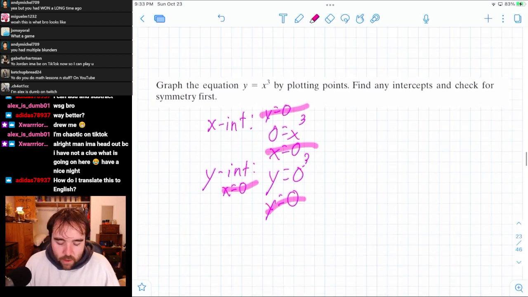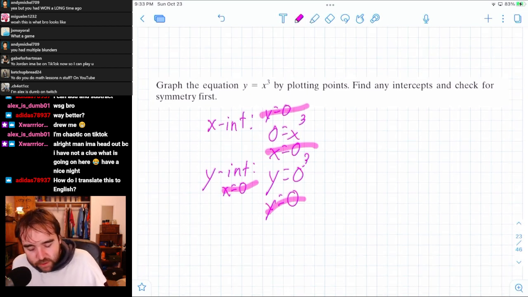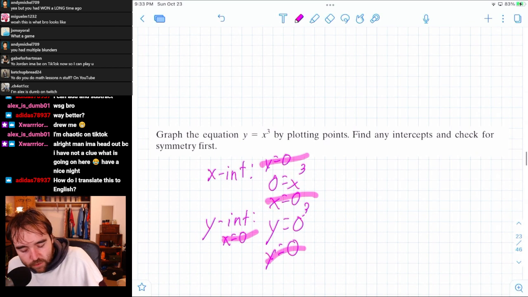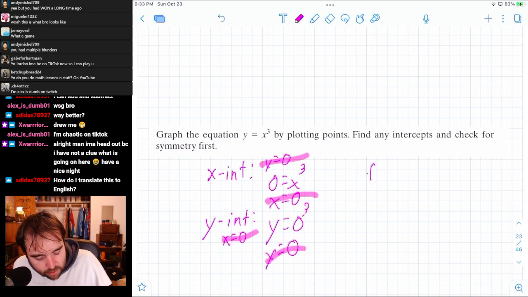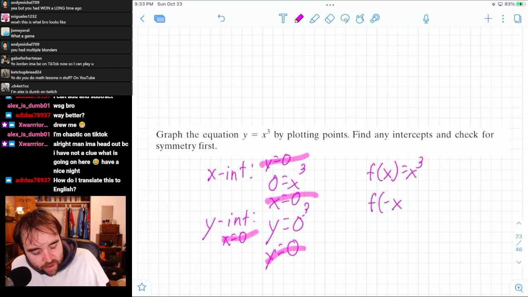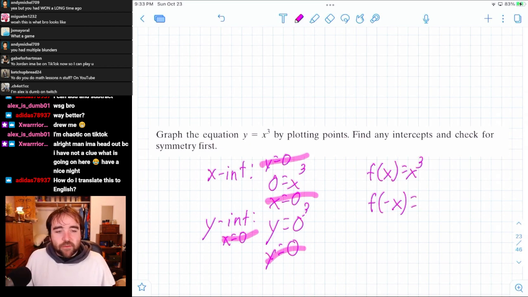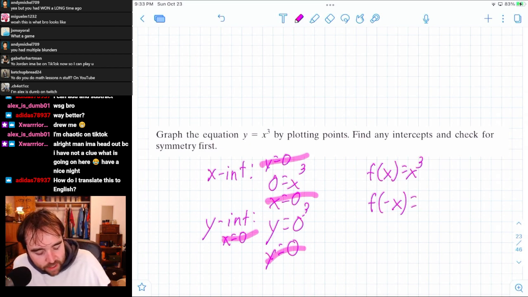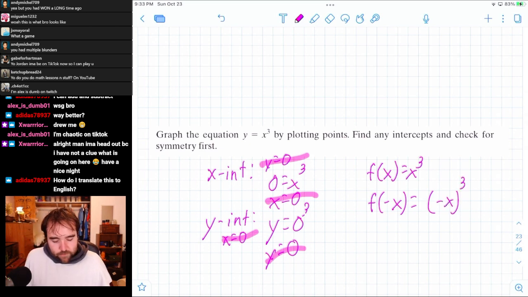And then what about symmetry? They wanted us to check for symmetry. So let's see. What is this function we have now? We have that f of x equals x cubed. And how do we check for symmetry? We did that a couple of days ago. So let's do f of negative x and see what we end up with. So what is f of negative x? f of negative x is negative x cubed.